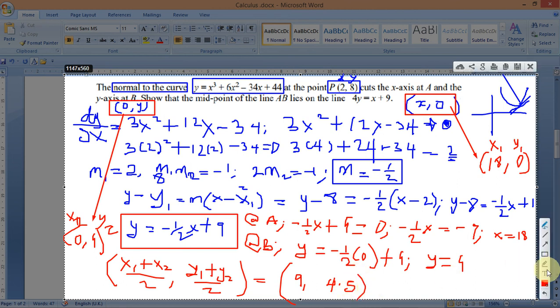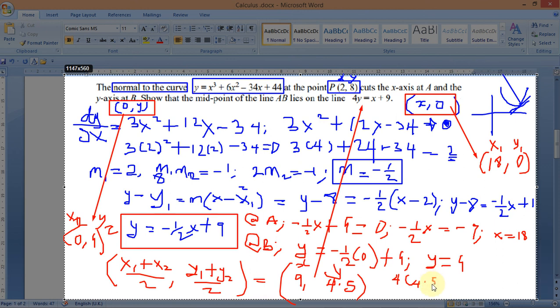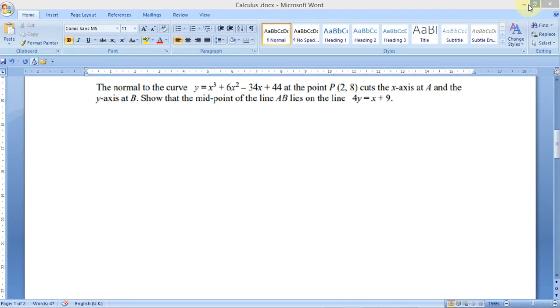So is it true that if you substitute this coordinate in this equation, the left hand side will be equal to the right hand side? So let's confirm. Don't forget this is your x and this is your y. So is it true that 4 into 4.5 will be equal to x, which is 9, plus 9? So if you look at this, 4 times 4.5 is 18, and 9 plus 9 is 18, so it is equal, so it is proved. So thank you guys. That's a good one.